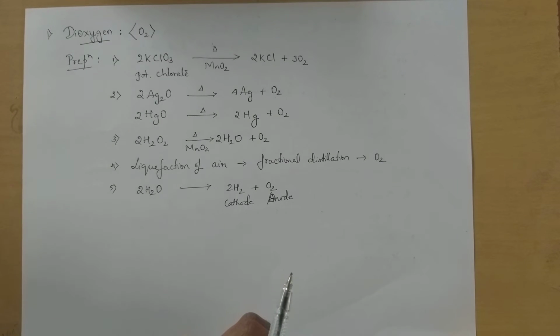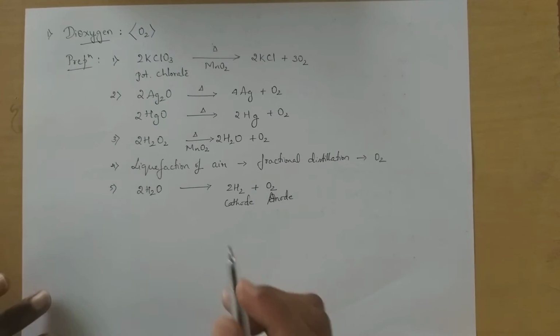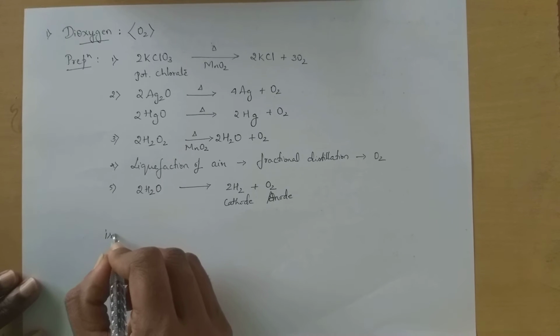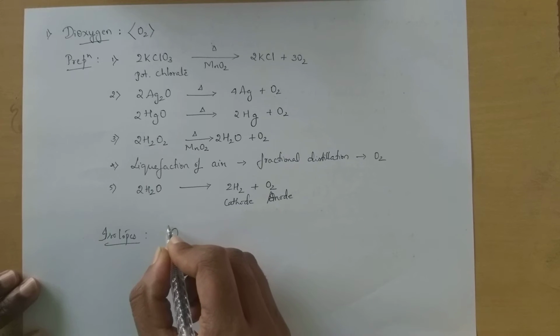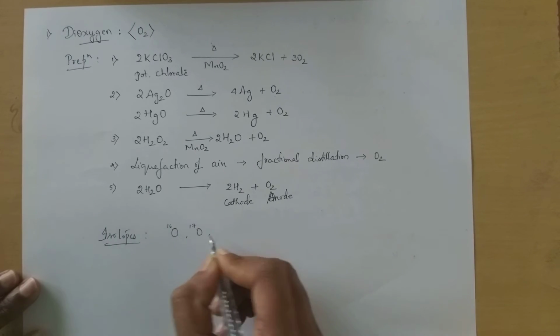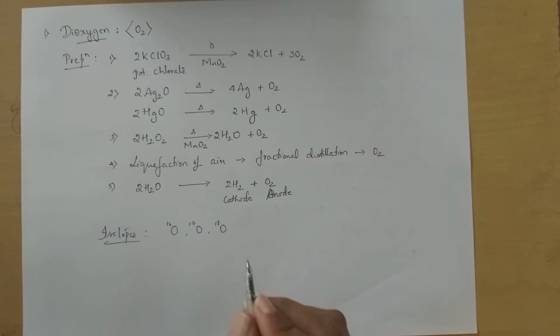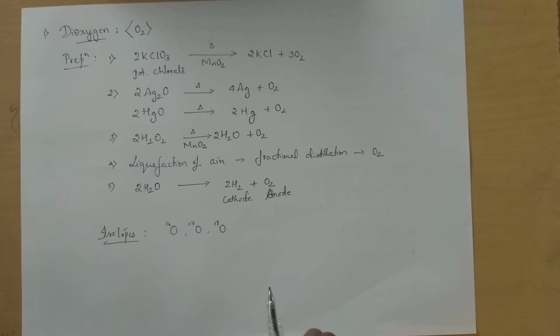Basically, oxygen is paramagnetic in nature. It exhibits 3 isotopes: O16, O17 and O18. As you already know, what do you mean by isotopes? Having the same atomic number but different mass number, that we call isotopes. So oxygen exhibits 3 different isotopes.